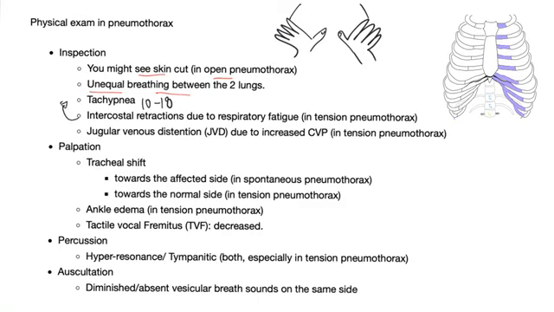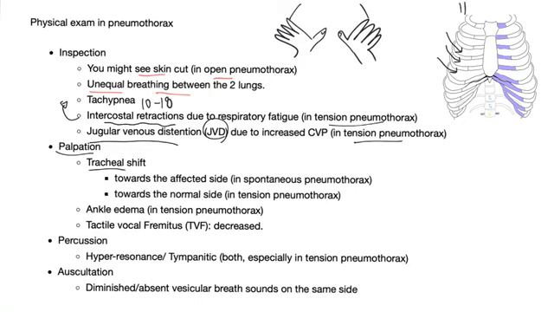Intercostal retractions, because this is respiratory fatigue. When you have shortness of breath for a long time, you'll get tired. And when you get tired, we see those intercostal retractions. The ribs, or the space between the ribs, is going inwards with breathing. Jugular venous distension, of course, you see it from the bedside, and we do it on the right jugular vein. This is going to be obvious in tension pneumothorax.